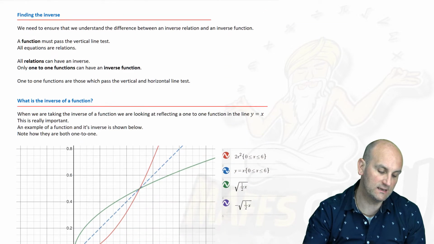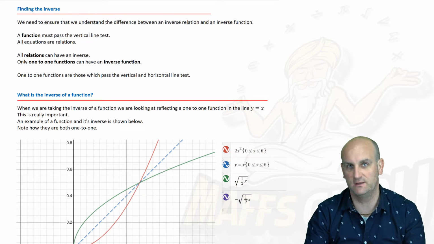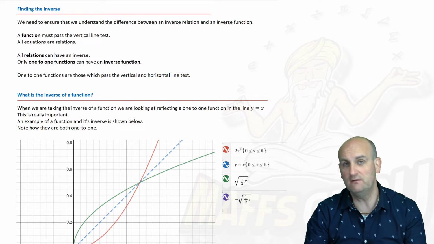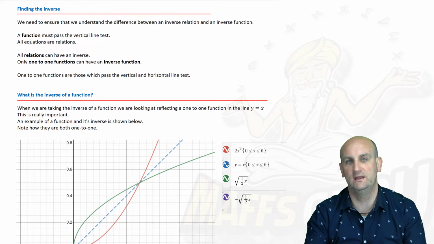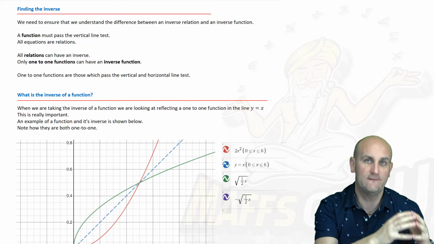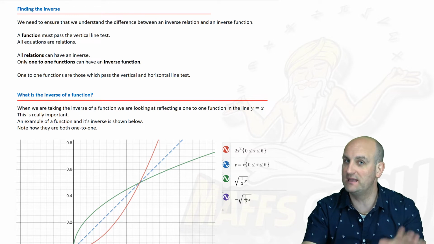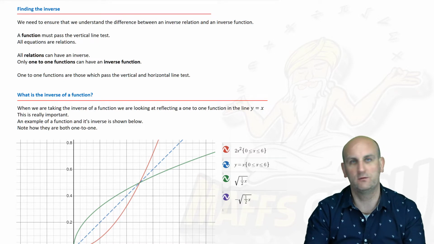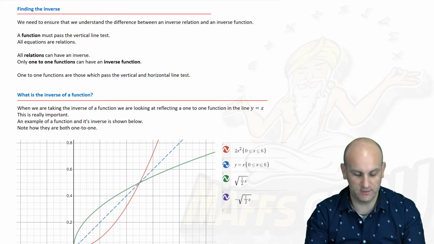Right, what is this finding the inverse? Well, basically, before you can find an inverse of something, you've got to actually know what it is. And generally speaking, when you're finding an inverse, you're doing nothing more than reflecting it in the line y equals x. You're taking a function or relation and you're reflecting it in the line y equals x.